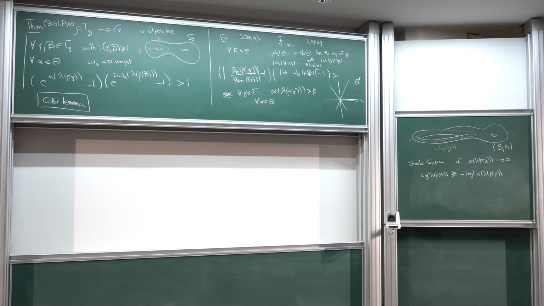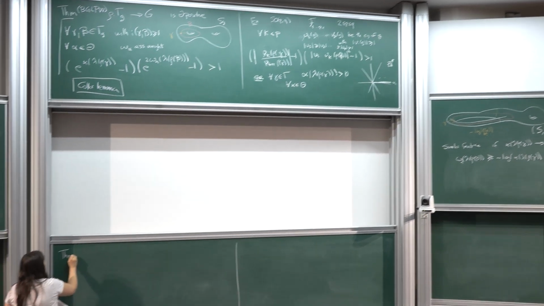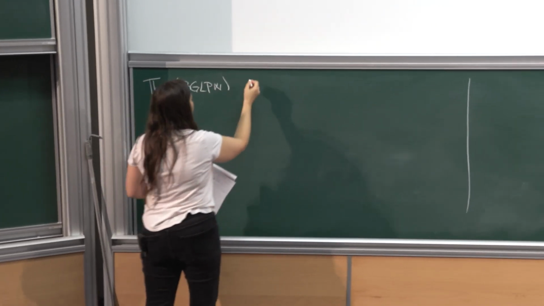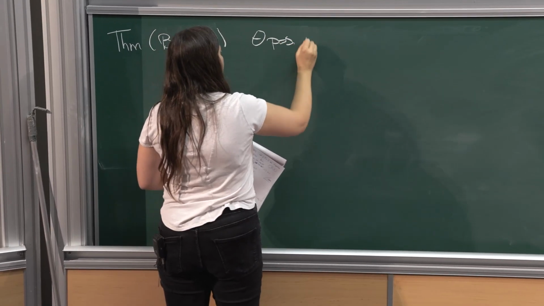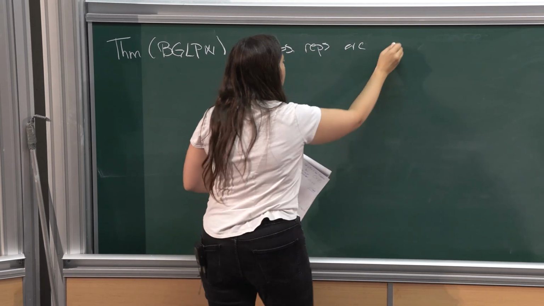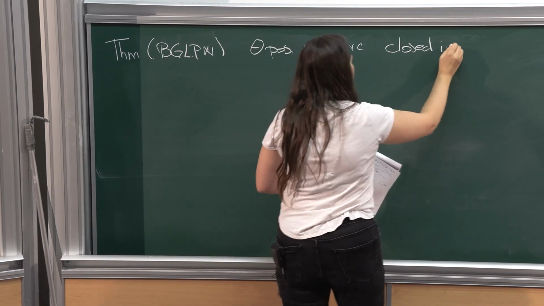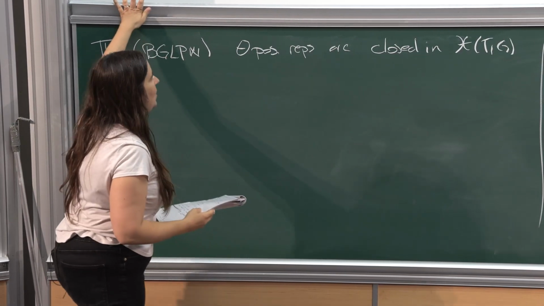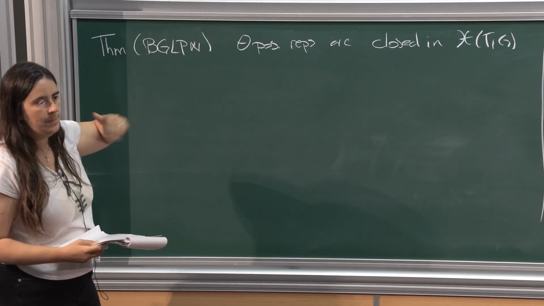I want to tell you a few words about the proof of this stuff, but maybe let me close the circle first, so let me tell you first some ideas on why this is helpful to prove the theorem that theta positive representations are closed in the character variety. I'll cheat a lot here. So this is telling us that they form connected components.